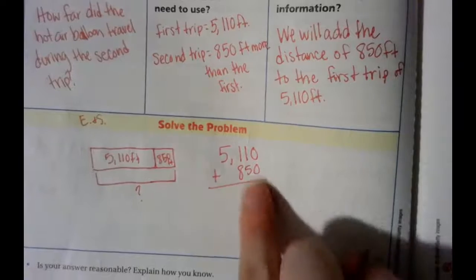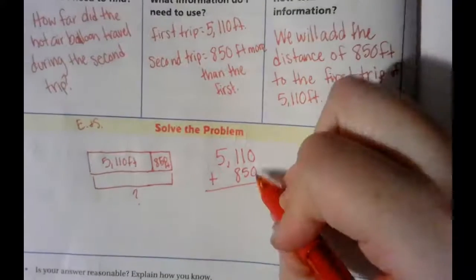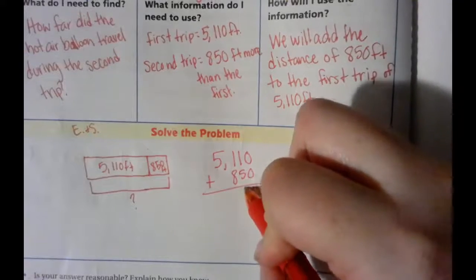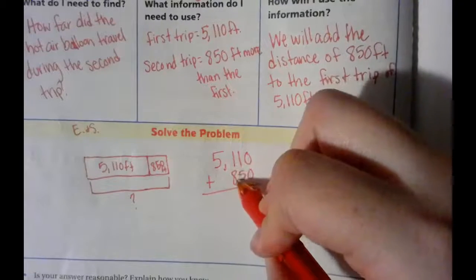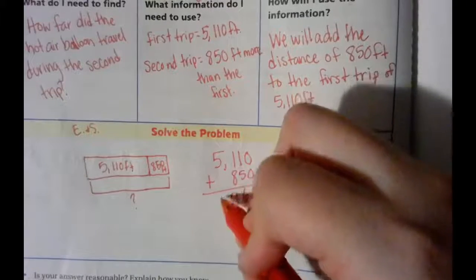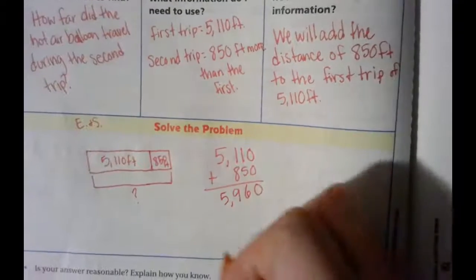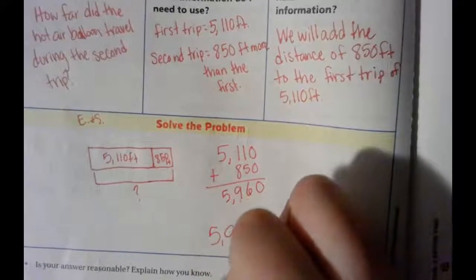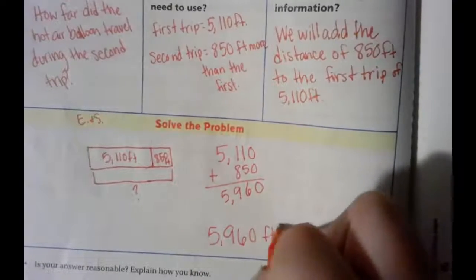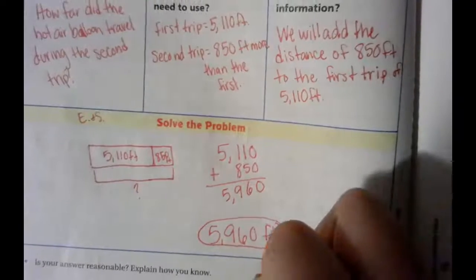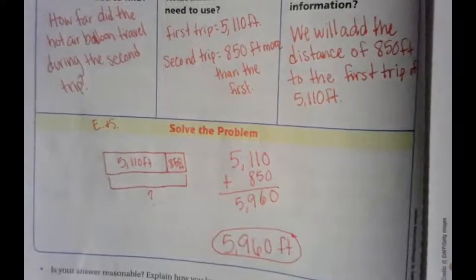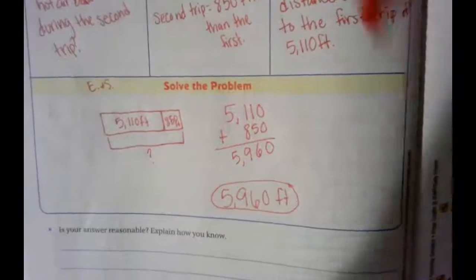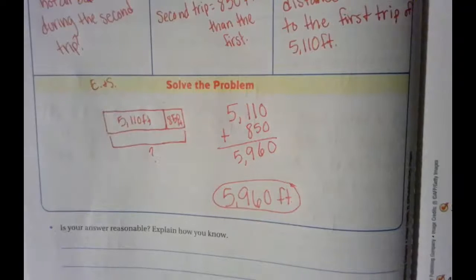Make sure your place values are lined up. Okay. 0 and 0 is 0. 1 and 5 is 6. 1 and 8 is 9. And then we have 5. So the second trip is 5,960 feet. Okay? That's how we used our cubes to solve that problem.